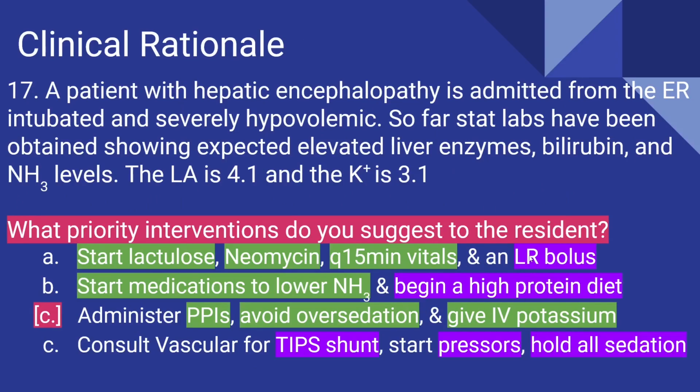We don't want to give them lactated ringer bolus if possible, because their body has to work more to break that down. We don't really want to give them a lot of protein. We probably wouldn't do a TIPS shunt because we don't know the extent of their liver failure if they are a possible liver transplant candidate. And we really wouldn't want to hold all sedation either, right? And more so, instead of pressors, we want to correct fluid volume. So C would be your best choice here.